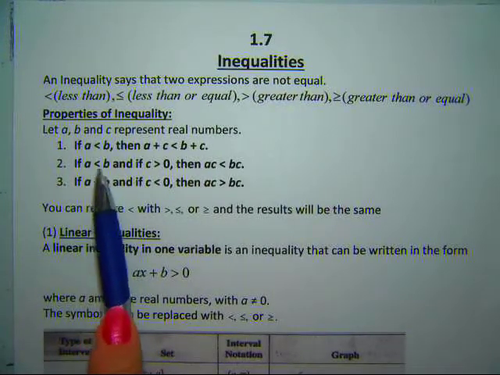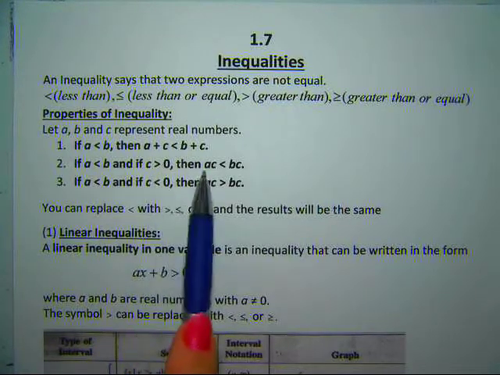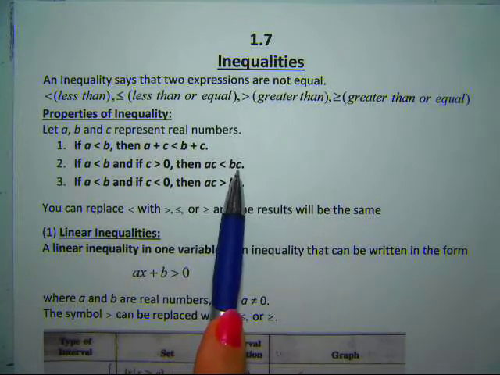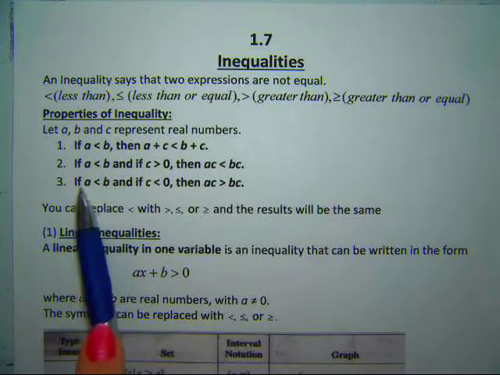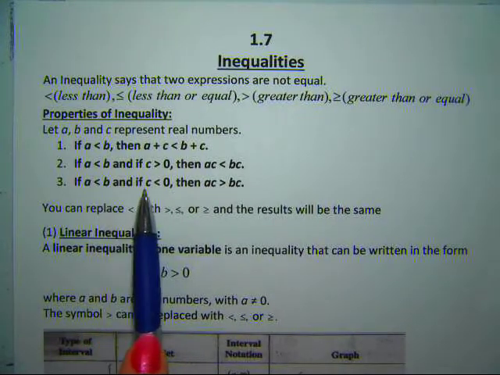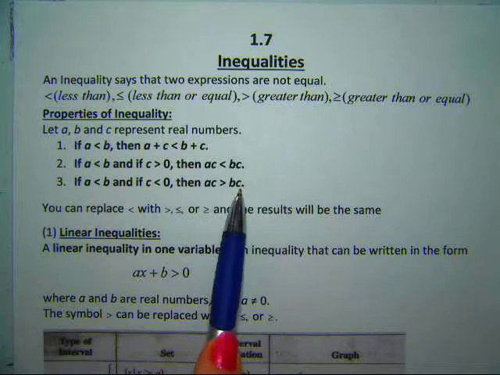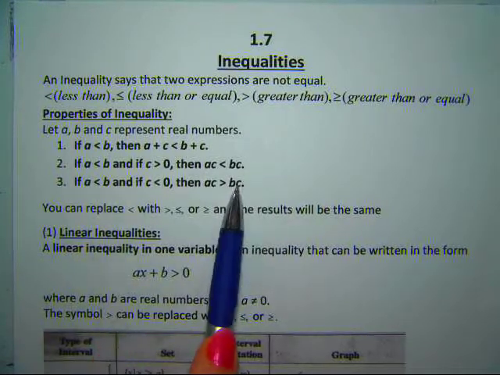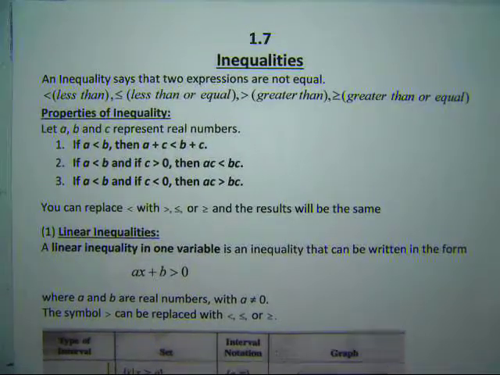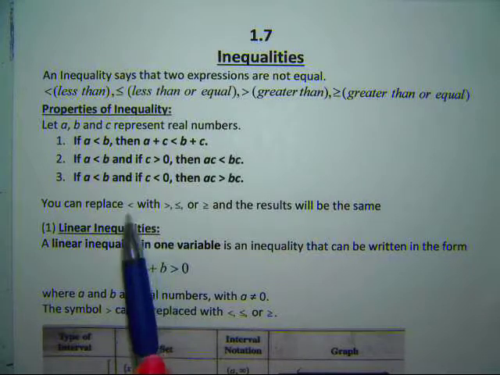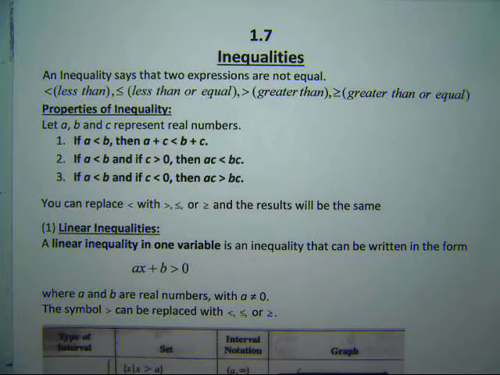If a is less than b and c is a positive number, then if we multiply both sides by c, that also is not going to change the inequality sign. But if we have an inequality and c is a number less than 0, meaning negative, then if we multiply both sides of the inequality by that negative number, we have to flip the sign. And these properties are the same whether we are talking about less than, greater than, less than or equal, greater than or equal. It's the same properties for all of them.